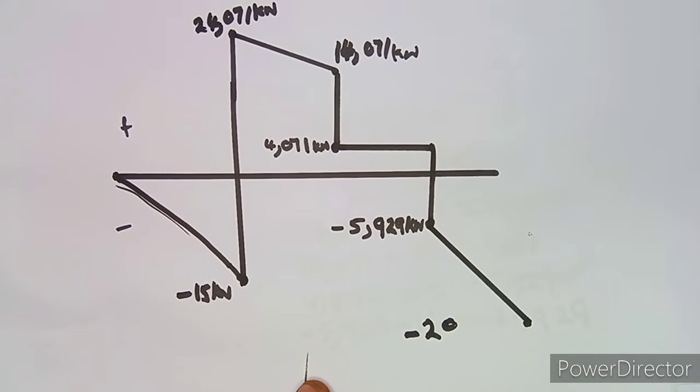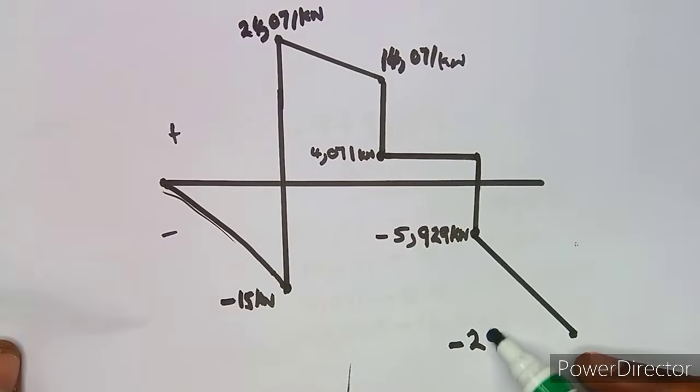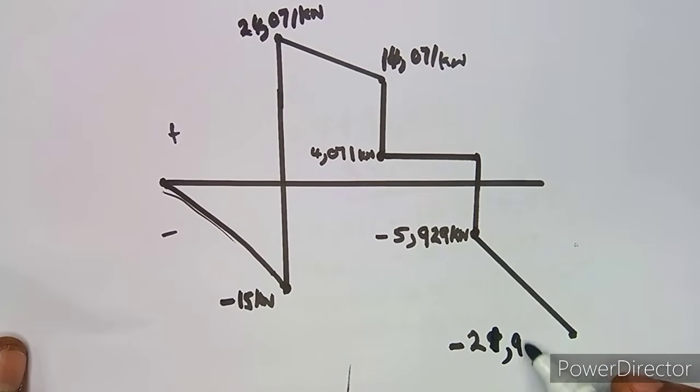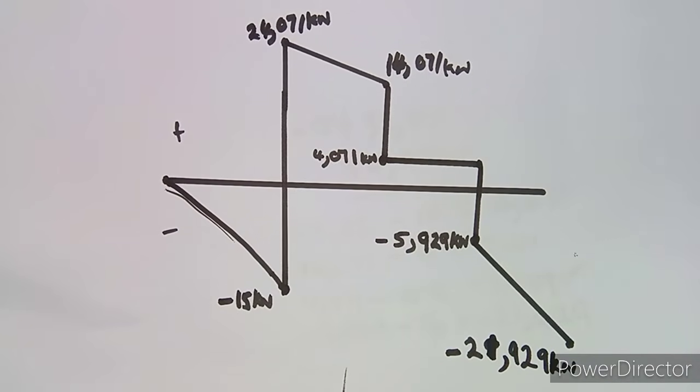Okay, so that's our minus 21. Is this 29 or 21? 21, minus 21. Did I say 29 or 21? Okay, 21. This is minus 21,929 kilonewton. All right, so that's what we have there.